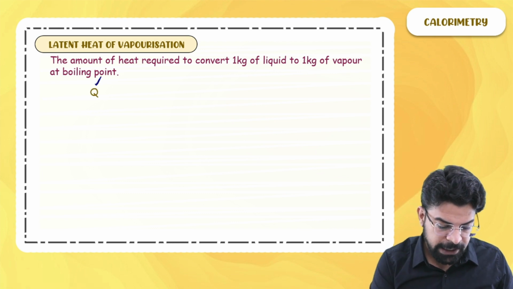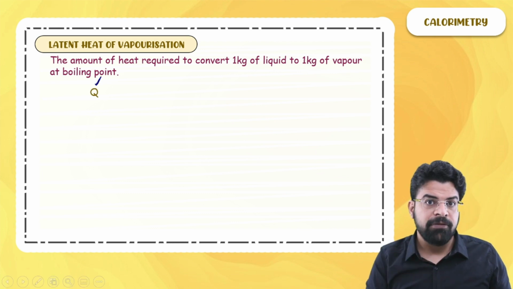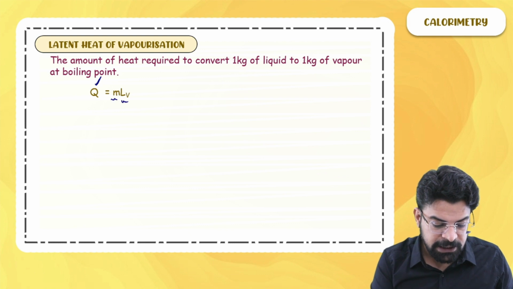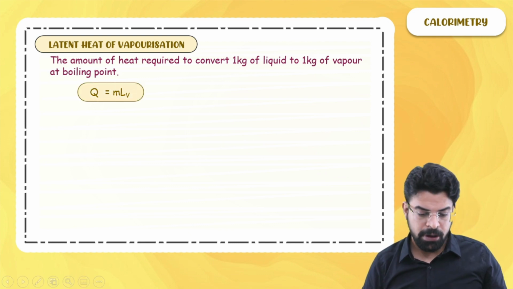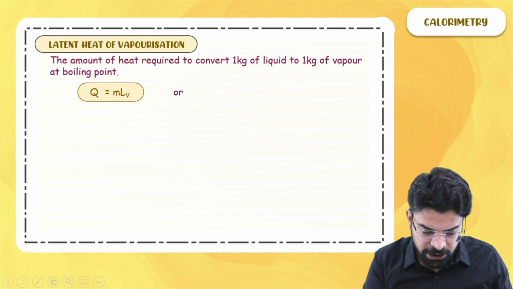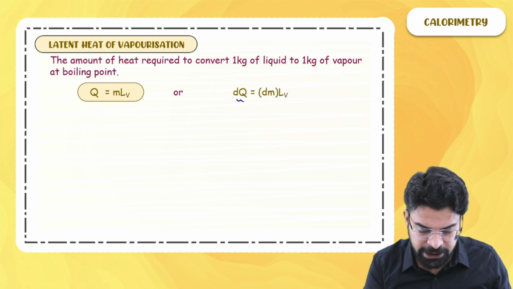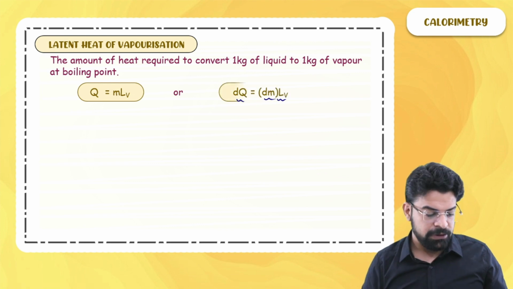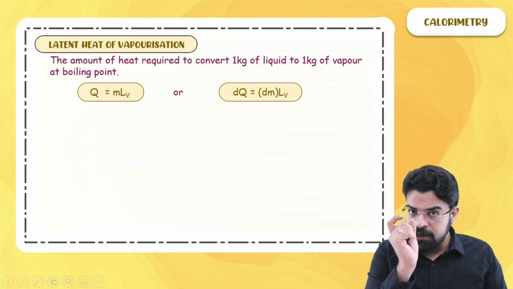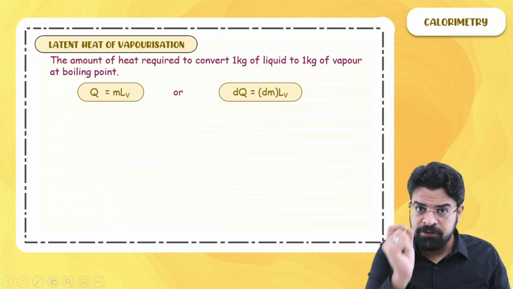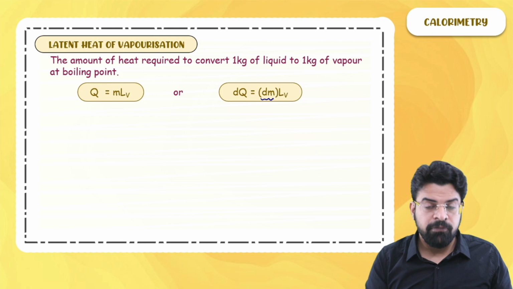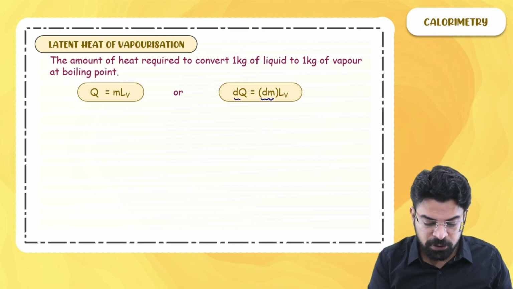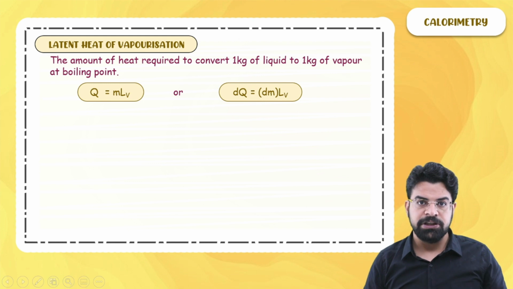Now, we know that here also the heat given will be equal to mass of the substance times the latent heat of vaporization. And in differential format, dQ equals dm into Lv, the latent heat of vaporization. The infinitely small mass that will vaporize, dm, will require an infinitely small amount of heat dQ, which will be equal to dm into the latent heat of vaporization.